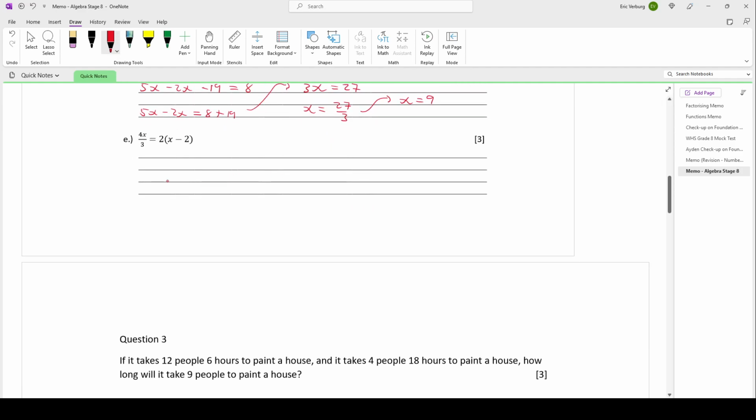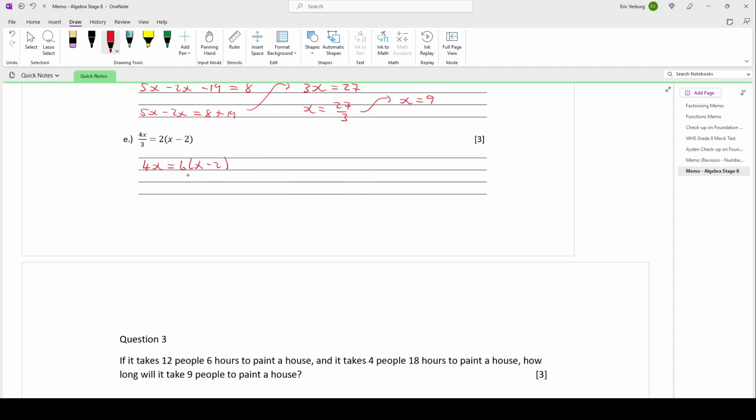Number E. So again, we've got multiple x's, we've got brackets, we've got division, multiply, lots of things going on here. So first thing I would do is I would get rid of the fraction. So opposite of divide by 3 is times 3. So I'm first going to times by 3. So if we times this by 3, the 3's will cancel out, and we're just left with 4x on the left. And on the right, now we have to times this whole thing by 3. So if we've got 2 times something, and we times that by 3, we'll get 6 times something, because 2 times 3 is 6. So we've got 6, x minus 2.